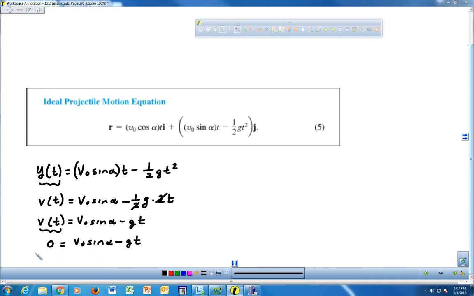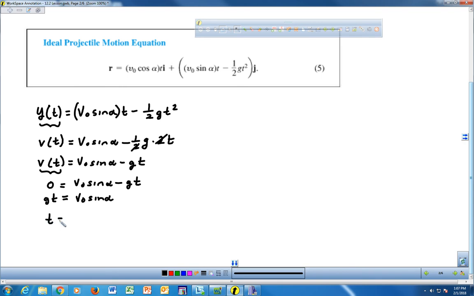So we solve for this, and that gives us gt equals the initial velocity times sine of alpha. Then we solve for t by dividing by g. So t equals the initial velocity times sine of alpha divided by gravity. This is the time it takes for the projectile to reach its maximum height, because that's when the velocity is 0 on the y component, because we're just using the y component. Now I'm going to substitute this.